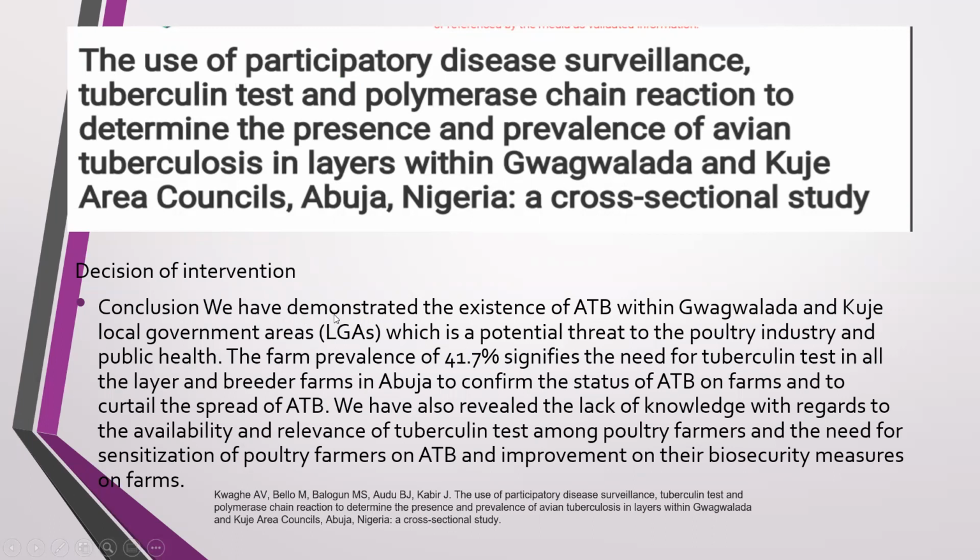So the study concluded that we have demonstrated the existence of ATB in several areas. And this also revealed that the prevalence was 41.7, which signifies the need for tuberculin tests in all the layers and breeder farms, and confirmed the status of ATB on farms. And we have also revealed that lack of knowledge with regard to availability and relevance of the tuberculin test among these farmers was the main reason. So these rates are also helpful for us to decide the intervention.